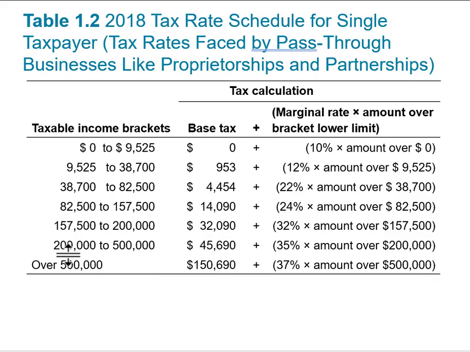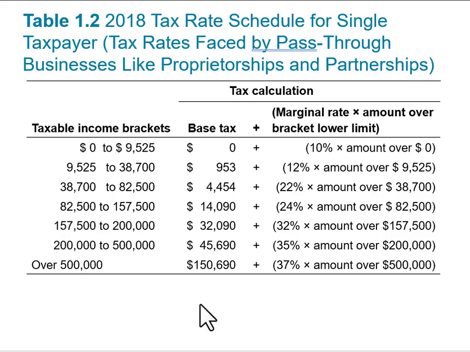So if you make $200,000, what is your tax? It's $45,690 plus 35% of any amount over $200,000, which is zero. So this would be your tax.